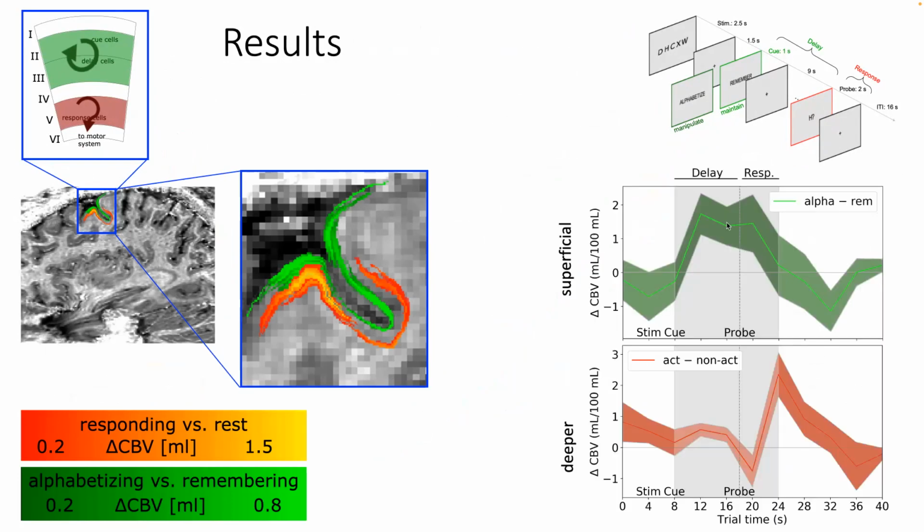This is maybe better visible in the time courses here of the group results, where you see that the superficial layers care about this alphabetization, right? They shoot up as soon as you cue them to alphabetize, whereas the deeper layers don't do this so consistently and mostly shoot up as soon as the participant found a solution and needs to do a response decision.